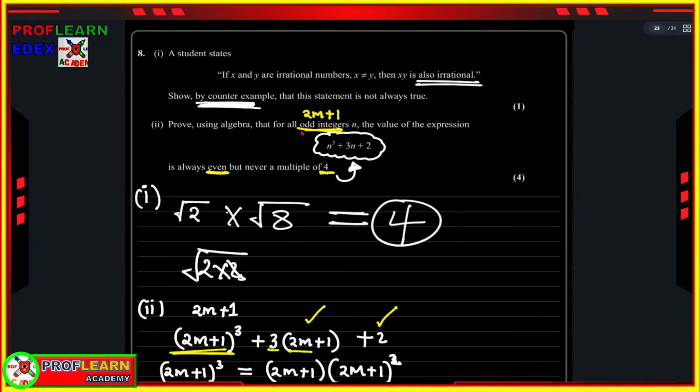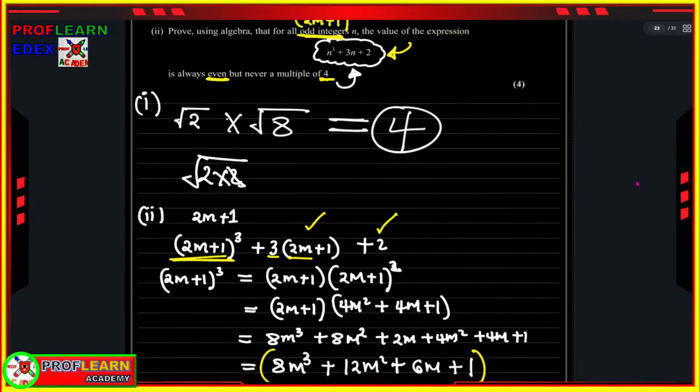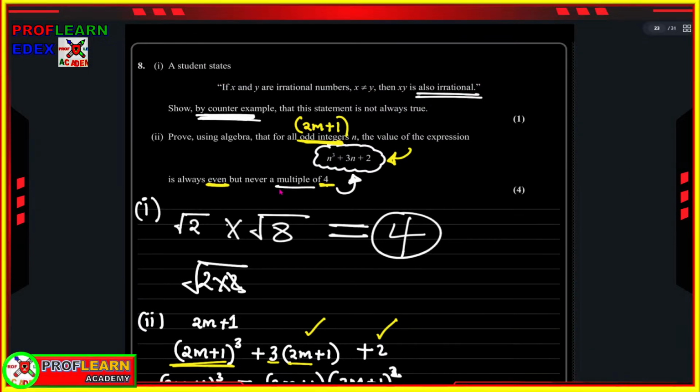Yeah, so I need to take you back to whatever we were saying here. Prove using algebra that for all odd integers, we use our odd integer to be that, and we had to input it in this part so that we expand, we see what we have, and the expression we get is this one. Okay, we are good to go. Then it is always even, but never a multiple of 4. Never a multiple of 4.